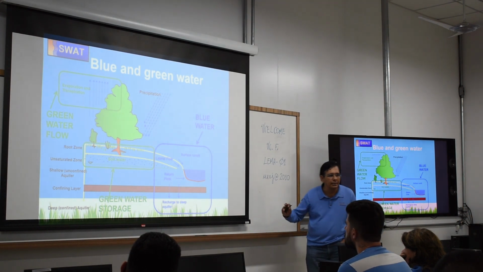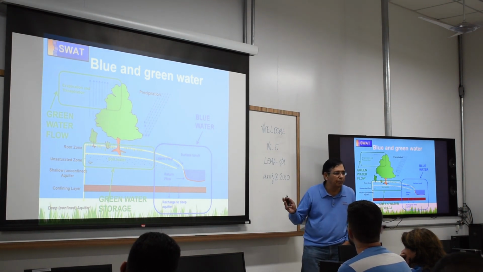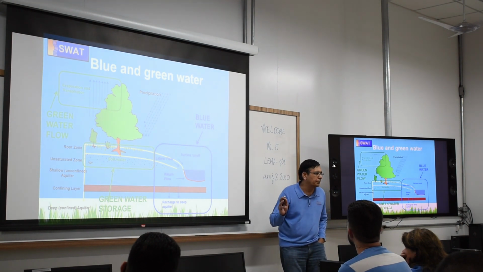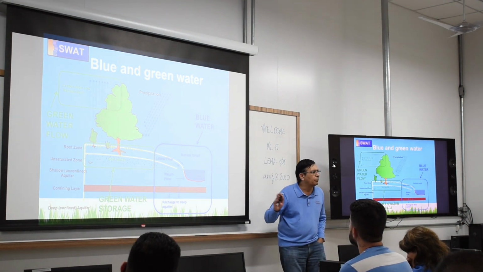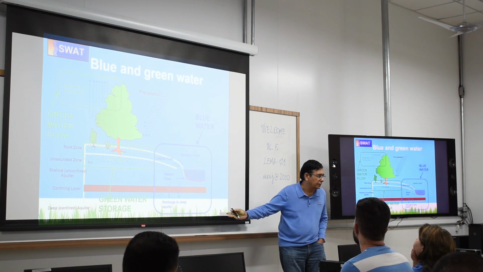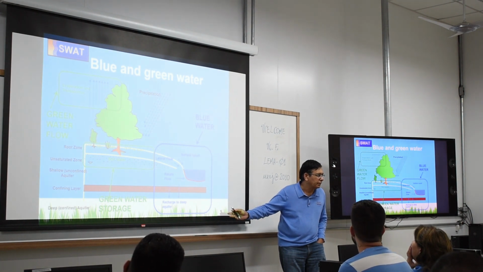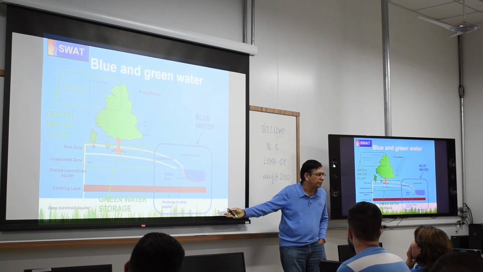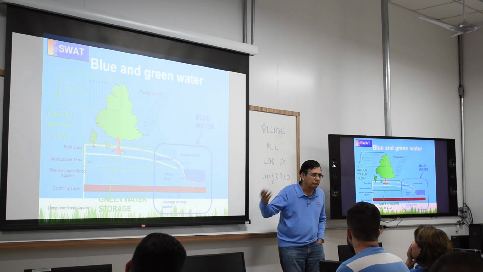This is typically somewhere around 10 to 20%, depending on where you are. In the Amazon basin, it could be as much as 50%. In northeast Brazil, it could be only 5%, because it's very dry and humid, with more evaporation and less rainfall.